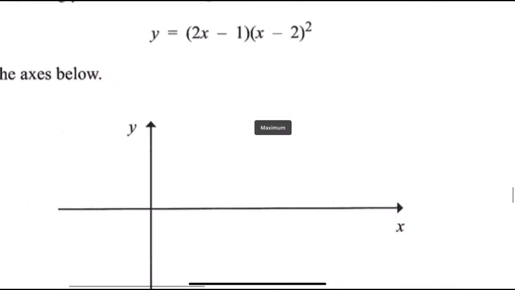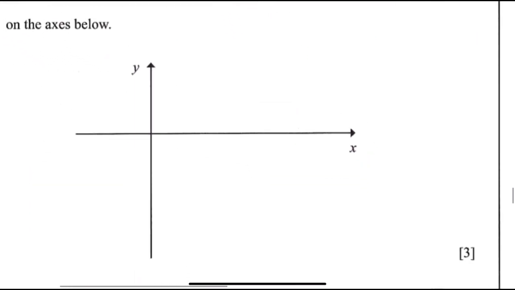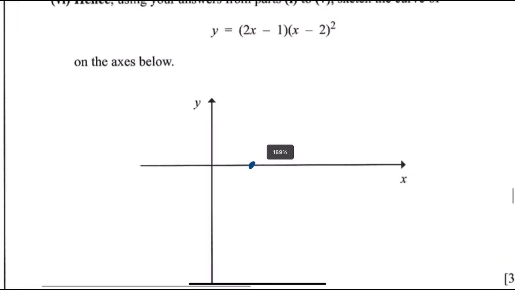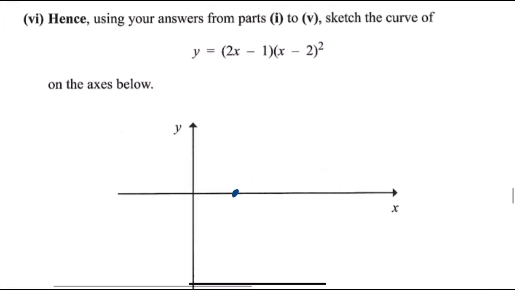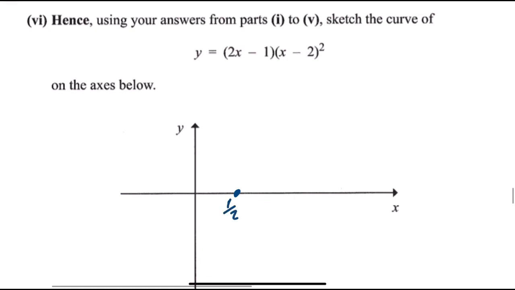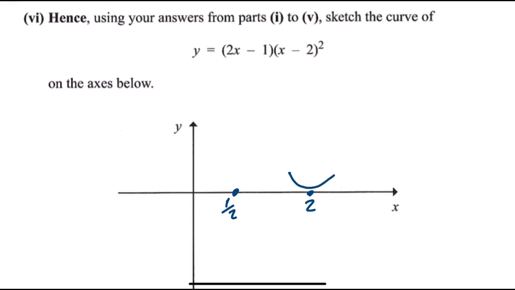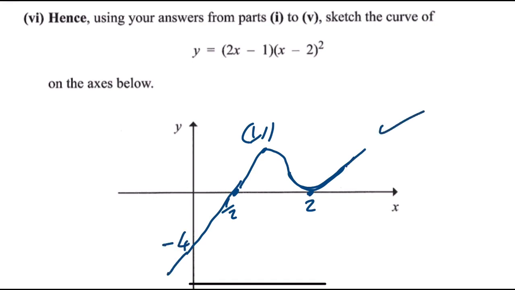Okay, and your answer then, plot a couple of the points that you knew. It says, hence, using your answer from parts 1 to 4, sketch the curve. So we know it crossed at a half. It had a minimum turning point at (2, 0). So it's going that sort of shape there. Maximum turning point at (1, 1). And we also know it crosses here at minus 4. So that is us.